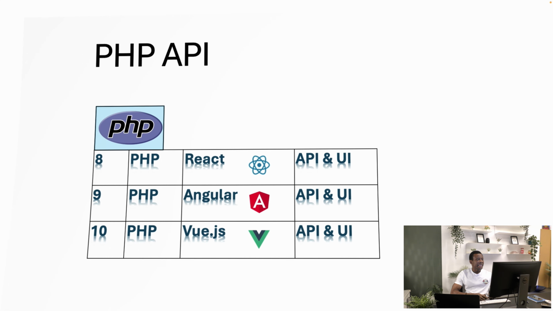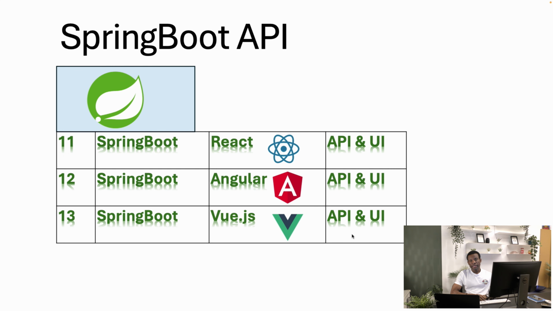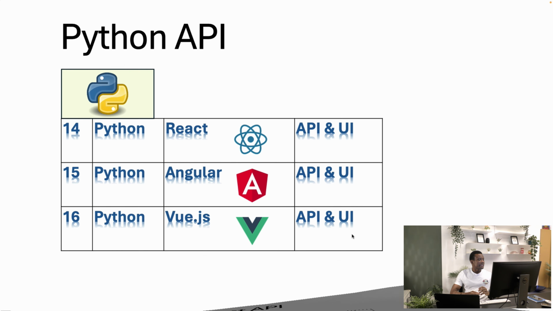The next one is Spring Boot API. So we can build a complete API in Spring Boot without using Thymeleaf, and then we can attach any of this UI to the Spring Boot API, so that we can attach React, Angular or Vue.js. And for number 14, 15, and 16, we have Python API. We can build a complete API in Python, and we can use React for the UI, or Angular or Vue.js. So these are the 16 different technologies out there.